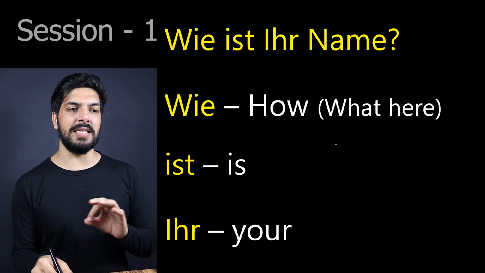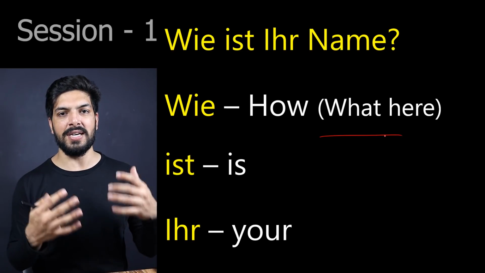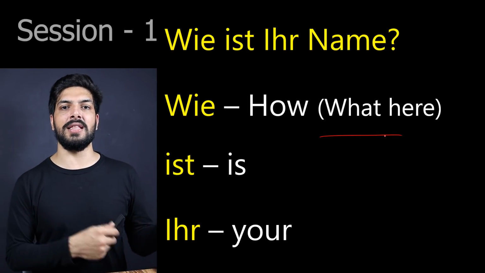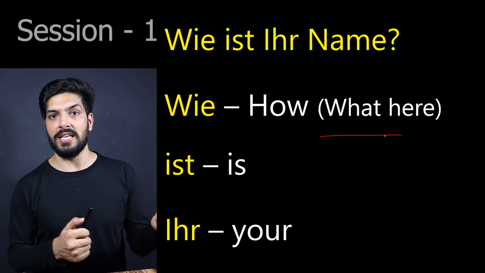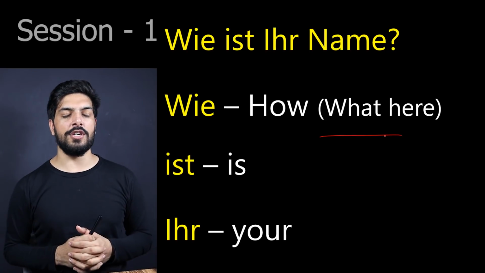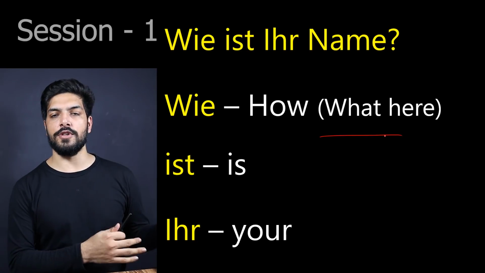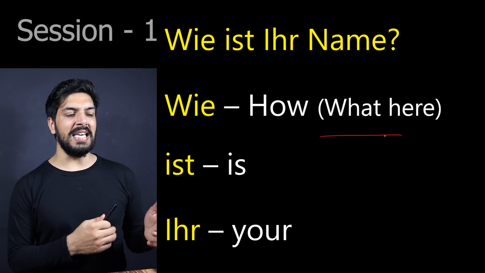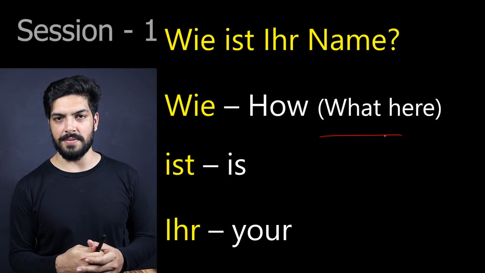Literally wie means how, but in this situation we are taking it as what. That's how German is spoken. We cannot literally translate any language to another language. Remember what's going to happen if you translate each and every word from English to Hindi or Punjabi or Gujarati or Kannada. No, it's not going to work. Same way, German cannot work like this with English. We're going to understand the rules of German and speak, right? So wie ist Ihr Name is what is your name in German.